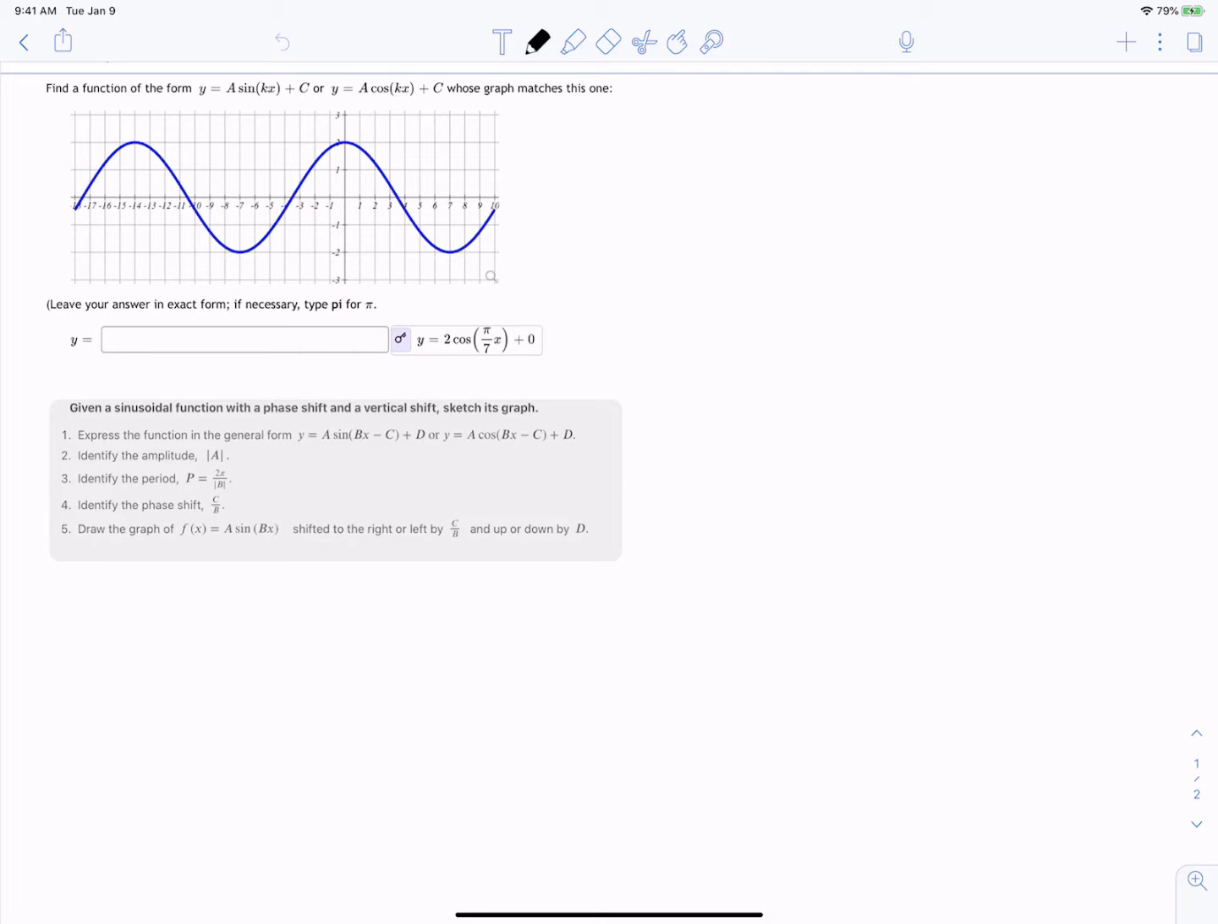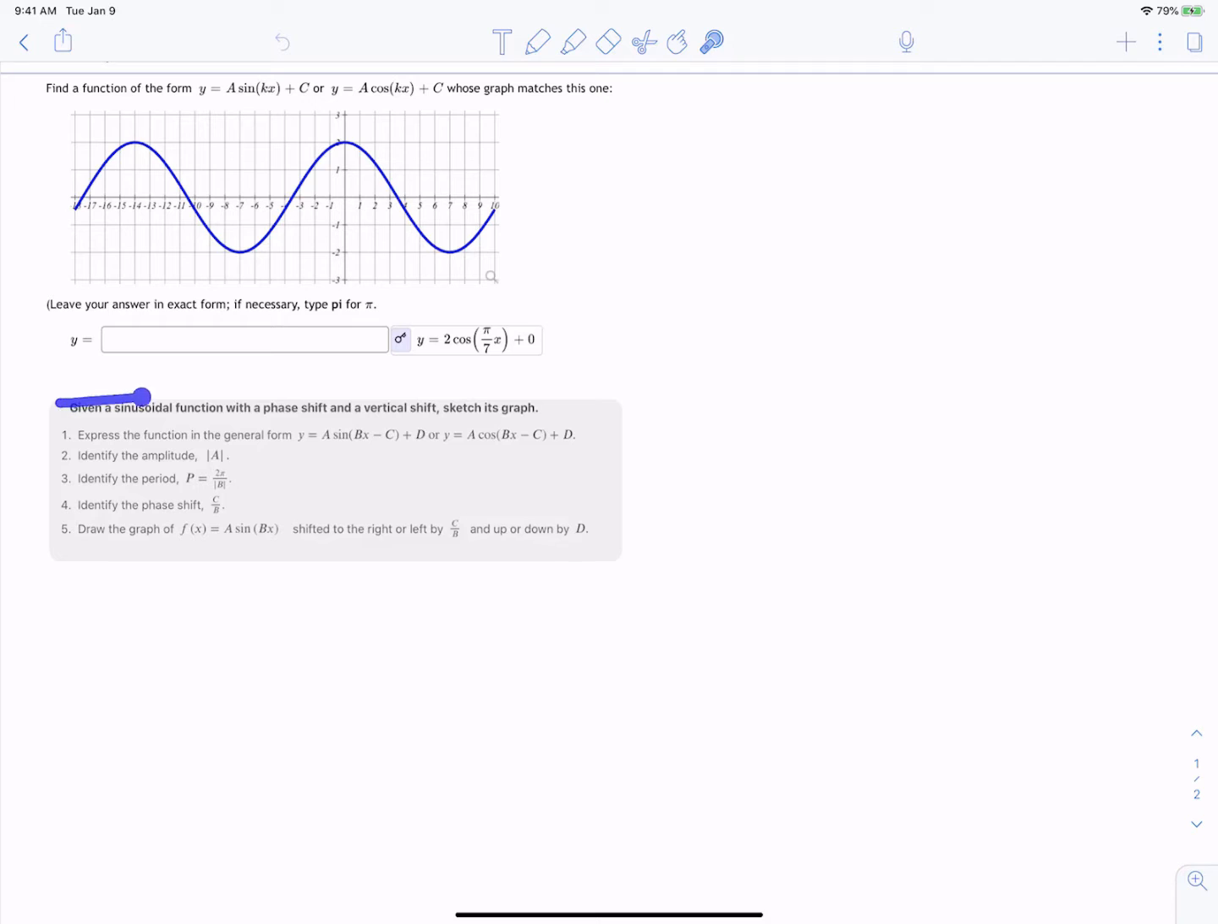Hi, in this example, we're going to take this graph of this periodic function here and construct a function for it, a sine or cosine. A couple of things I want to note is that whatever function we choose, notice that the angle of the trigonometric function doesn't have a horizontal shift. It has just a kx. And we may have a vertical shift, but a horizontal we don't, which is nice because it kind of eliminates a step for us.